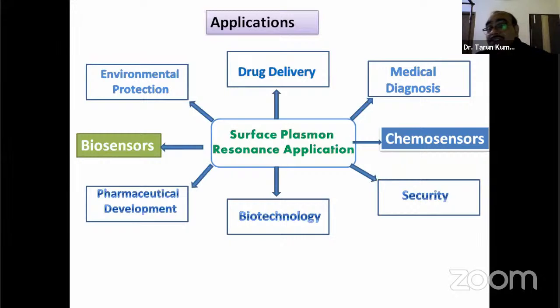By using this surface plasmon resonance, there are huge applications in different areas. It can be used as a chemosensor, as a biosensor, and in drug delivery, medical diagnosis, biotechnology, and environmental protection. There are vast areas. Just by utilizing this surface plasmon resonance, you can explore and study these different properties.